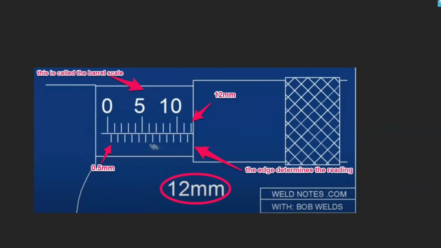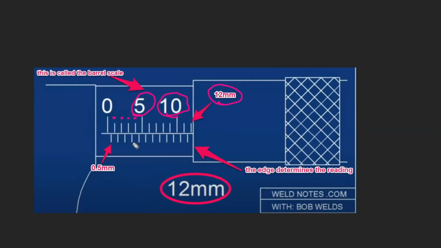Now for the micrometer screw gauge in the barrel scale, you notice that there are top lines and there are also bottom lines. Don't get confused by this, it's quite simple actually. Each of the top lines represents 1 millimeter. So this will be 1 millimeter right here, this will be 2 millimeters, 3, 4, 5, 6, 7, 8, 9, and 10 millimeters, and so on. It just keeps going, right? So this line right here represents 12 millimeters.